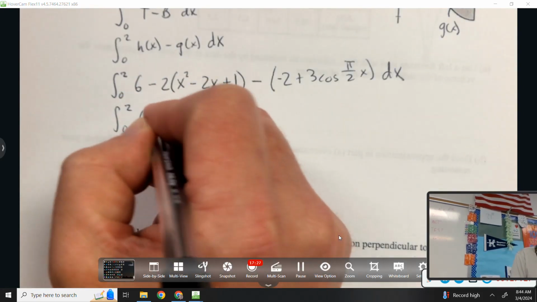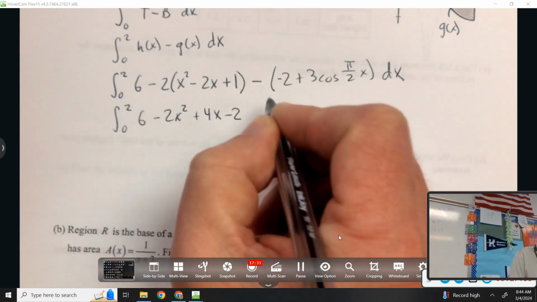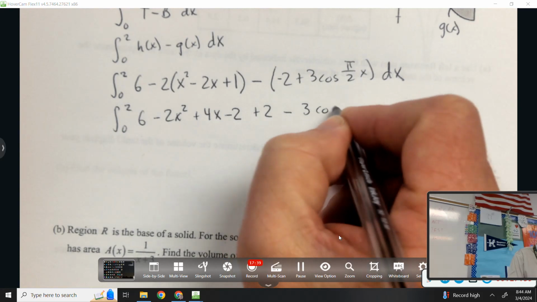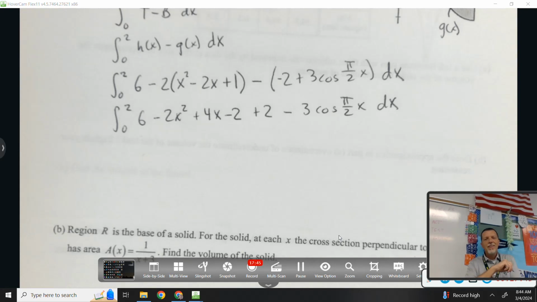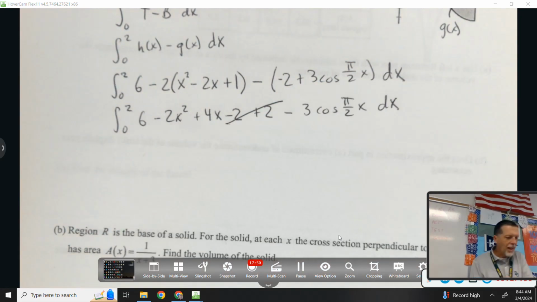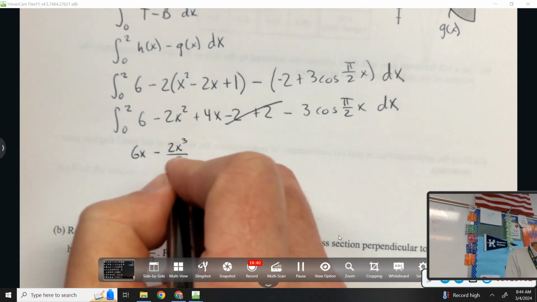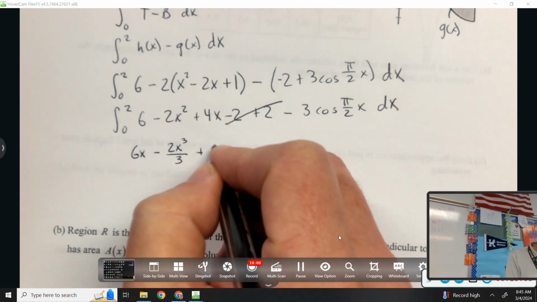Let's clean it up first. 6 minus 2x squared plus 4x minus 2 plus 2 minus 3 cosine pi over 2x dx. I'm still doing algebra right now. The minus 2 plus 2 goes away. I guess I got that going for me. But that's about it. Now it's time to take the antiderivative of all these pieces. 6x minus 2x cubed over 3. X squared divided by 2, I get 2x squared.